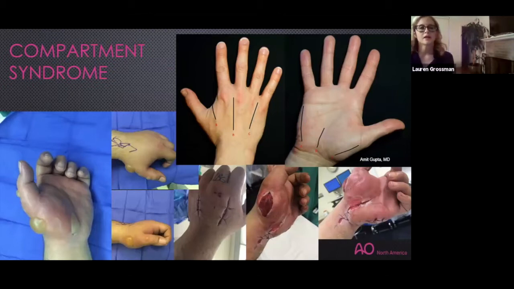This is a drawing of how to release a compartment syndrome. The drawings that you see on the top are based upon the anatomic structures underneath, but we use our skin creases in order to determine where our incisions are. So as you can see here on the left-hand side, this is a patient who has compartment syndrome of the hands. In order to release the multiple compartments of the hands, as there are so many, you must make multiple incisions.